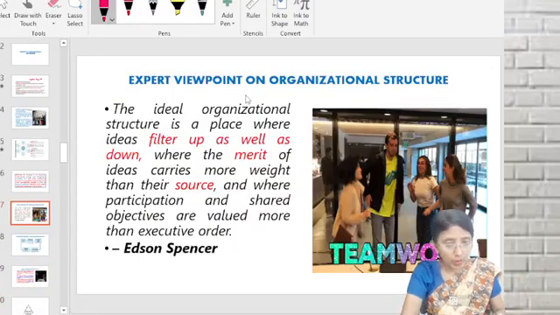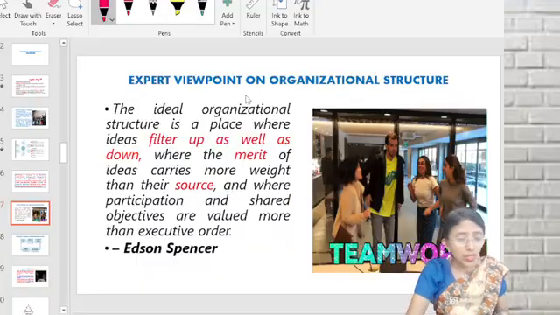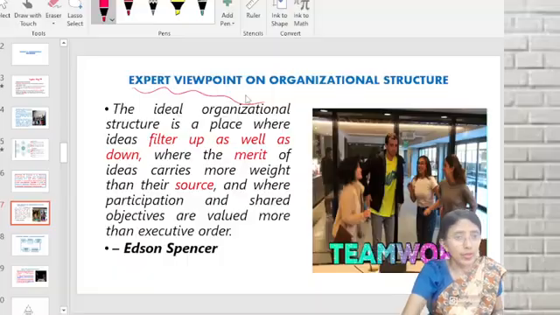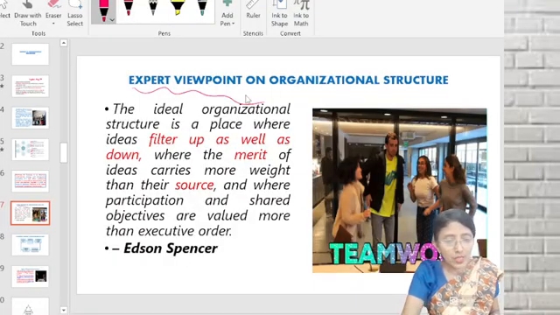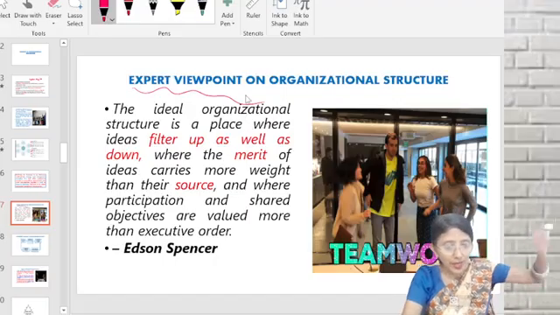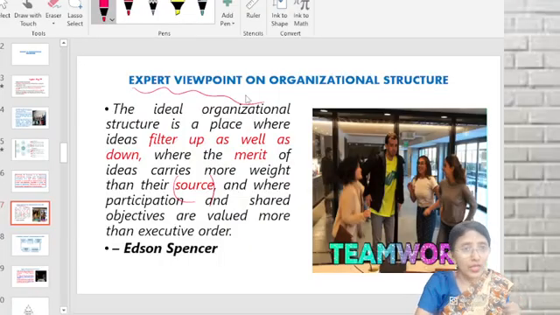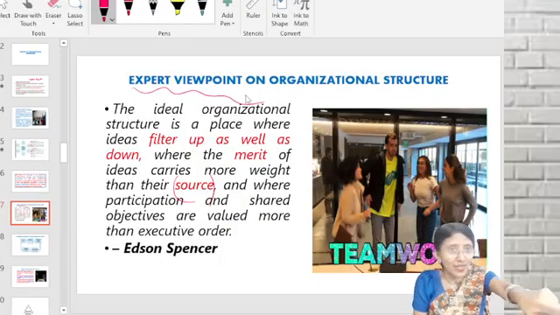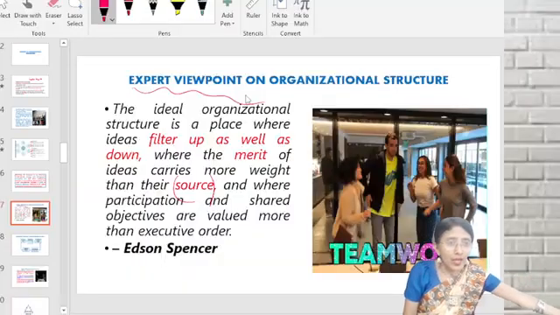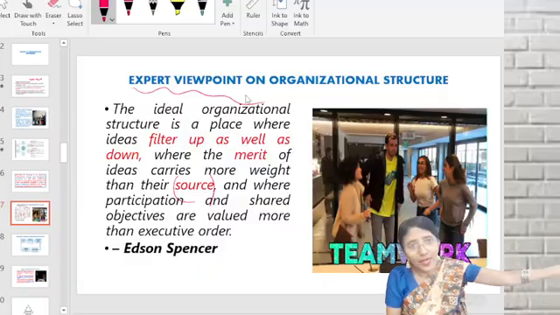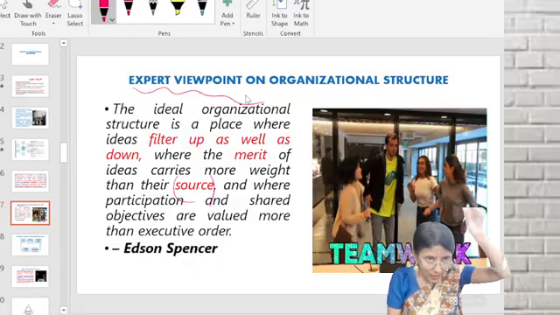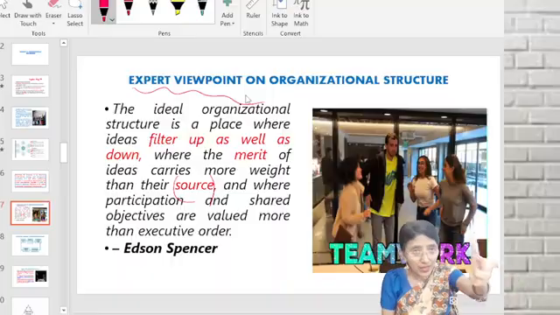Okay, and a note on McKinsey we have given. Now mention this expert viewpoint, underline the expert viewpoint. Edson Spencer's viewpoint is being given. The ideal organizational structure is a place where ideas filter up as well as down. You know, ideas cannot be imposed up and down, where the merit of ideas carries more weight than the source. It's not who gave the idea. What is that idea which is important? Let it be given by a person from the low level of management, intermediate or high level. We are not worried about it. But definitely you have to understand that idea is important.